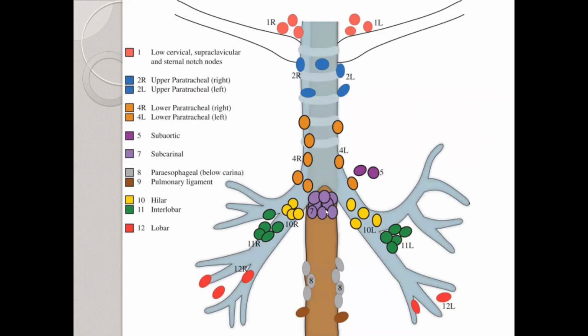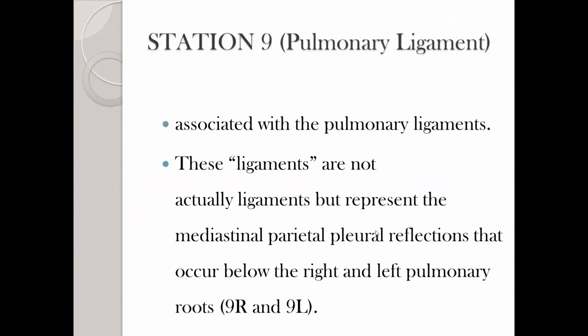So station 7 was the subcarinal lymph nodes found just below the carina. Coming further down, lining the esophagus on either side is the station 8 lymph nodes, and because of their location, they are thus named paraesophageal lymph nodes. Station 9 refers to the lymph nodes which are found in the pulmonary ligament.